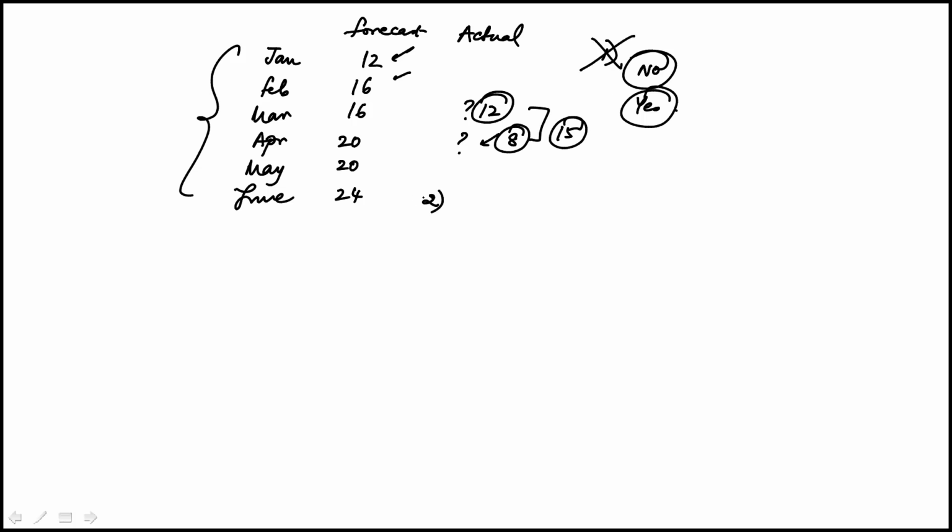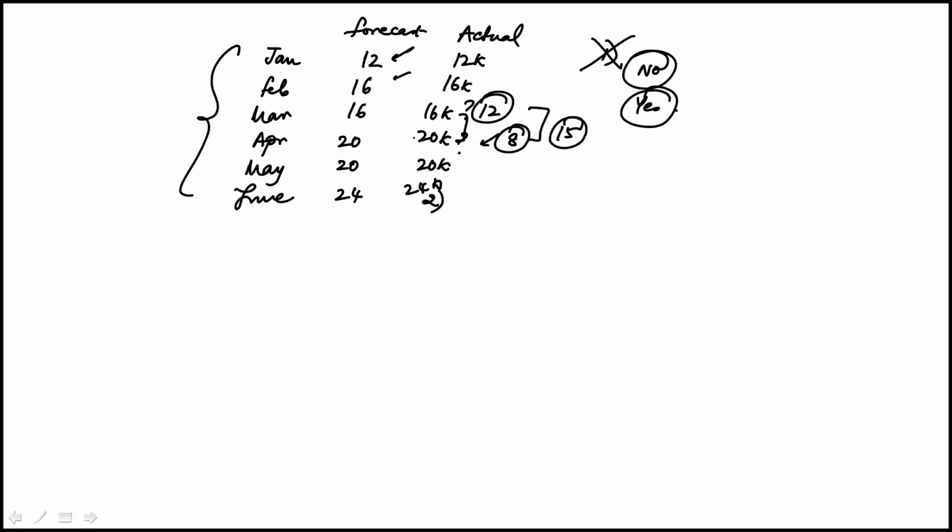Statement 2 says that there was a constant linear relationship between the forecast and the actual number of units. So let's say that constant of proportionality is K, then the actual numbers would be 12K, 16K, 16K. It's the same constant for all. And 24K. Now note, K could be greater than 1 or less than 1. It doesn't have to be either one. Could be either.